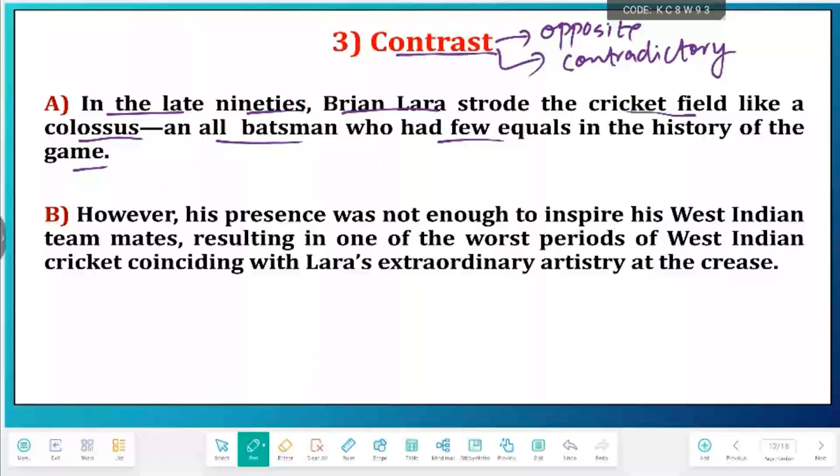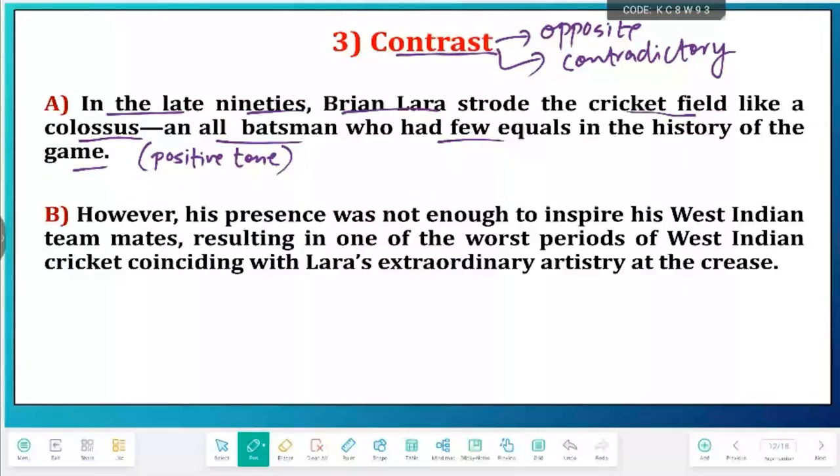So, in the late 90s, Brian Lara was one of the best batsmen. He played like a colossus. Colossus means a huge figure on the field. And all batsmen who had few equals, मतलब उसके जैसा कोई था ही नहीं. समझ में आ रहा है कि statement A क्या कह रहा है. Statement A is praising Brian Lara and his genius play of cricket. Can we say that statement A is positive in nature or positive in tone?